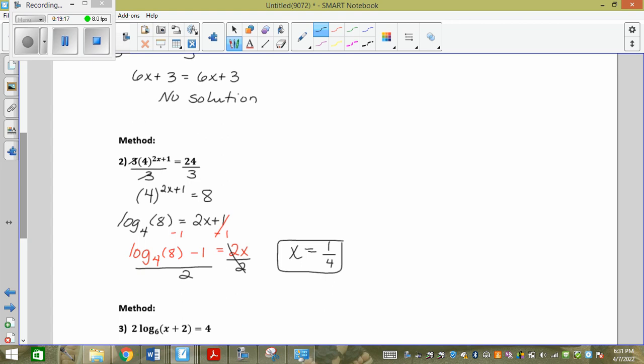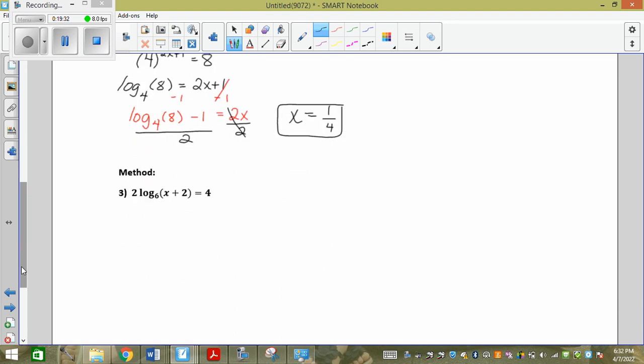And we can check them back. We can go 3 and then go 4 to the power of 2 times a quarter plus 1 and see if you get 24. So you checked it and it works.